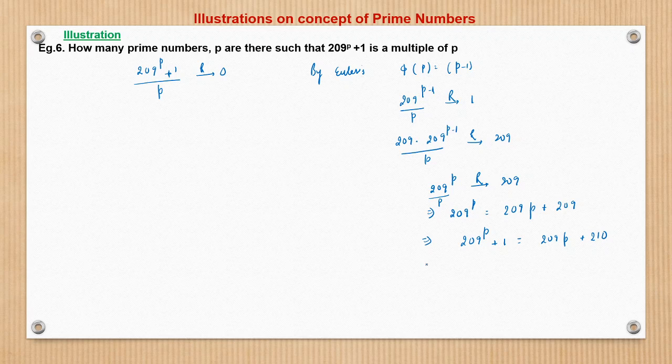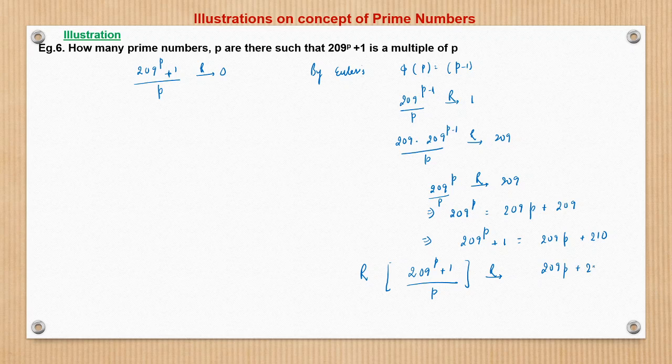And now see, this is what we have to find: 209 raised to power p plus 1 by p, right? So the remainder of 209 raised to power p plus 1 by p will be what?